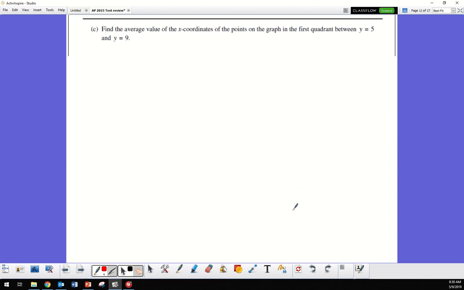And part C. All right, average value of the x-coordinates of the points on the graph in the first quadrant between y equals 5 and y equals 9. So first quadrant. So what's the function I'm going to use in the first quadrant? What do you start with first? X equals. This is a relation. X equals square root of negative 2 plus y plus 5 cosine of y, right? Okay.